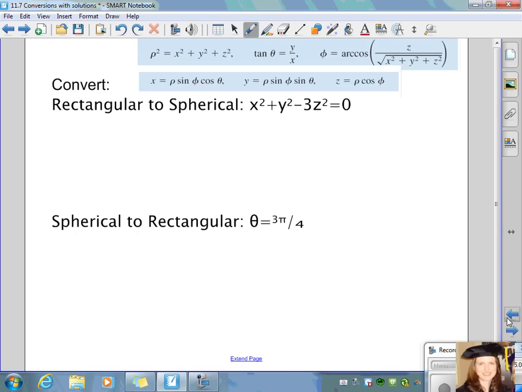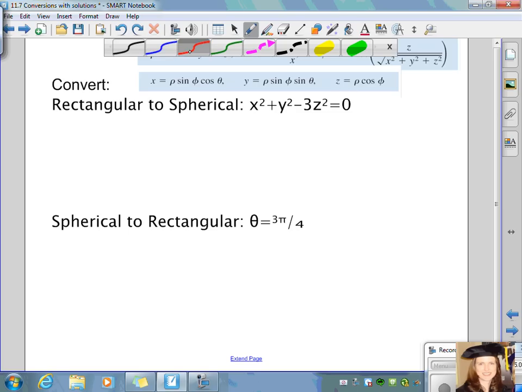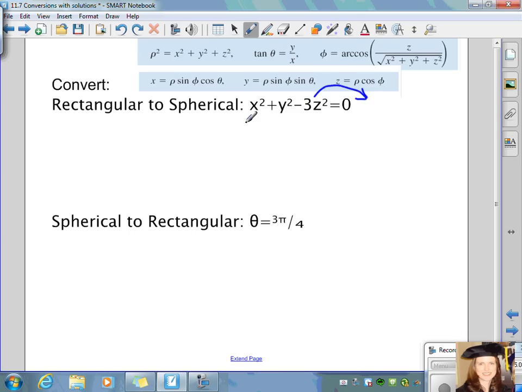Okay, for this example, we want to convert from rectangular to spherical, and this ends up being a cone in space. We can use a conversion equation. It's a surface in space. To do that, what I'm going to do is rearrange the terms here. Now you can do this a couple ways. I'm going to start off by bringing this negative 3z to the other side of the equation. So I get the equation x squared plus y squared, I'm going to leave a blank there and move that minus 3z to the other side. I get a positive 3z squared.